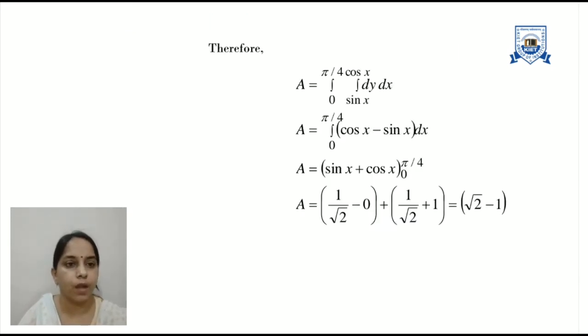Here the area is given by A equals double integration dy dx. Since the limit of y is variable, we are to integrate with respect to y first. The limits of y are sin x to cos x. So on integrating with respect to y first, we get integration from 0 to pi by 4 of cos x minus sin x dx. And after integrating with respect to x and putting the values of upper limit and lower limit, we get the required area as root 2 minus 1.